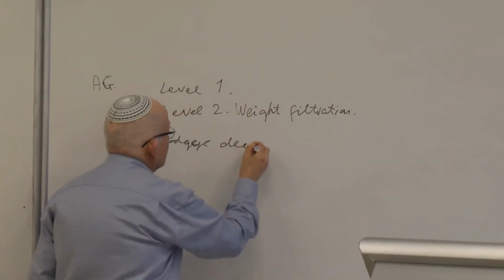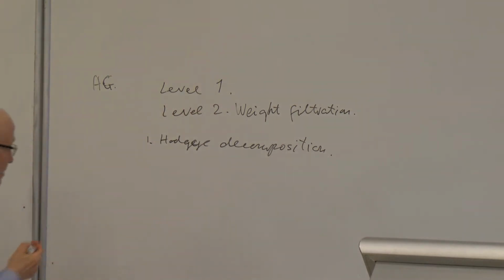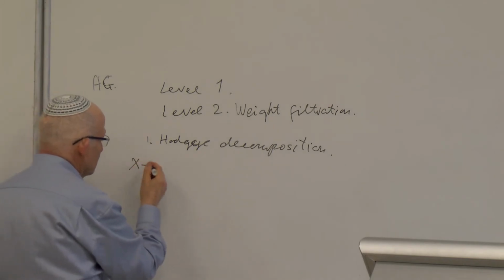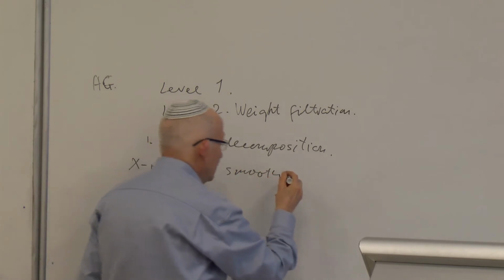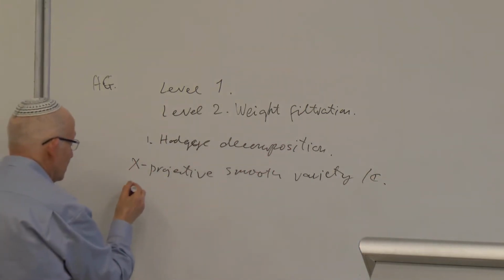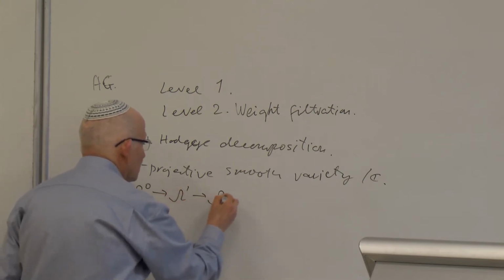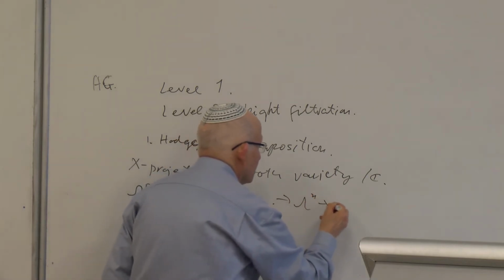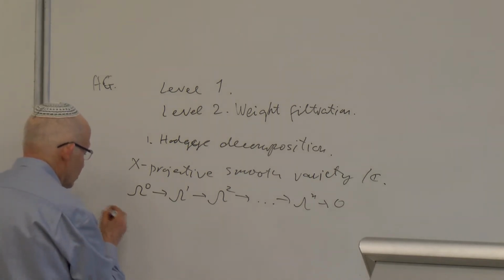The first example is Hodge decomposition. I think that was the first place where it was discovered. Suppose X is a projective smooth variety over C. Then you have an exact sequence, a complex of sheaves omega 0, omega 1, omega 2, up to omega n, where these are sheaves of holomorphic differential forms. Now, in the analytic topology, these sheaves give you a resolution of the constant sheaf C.